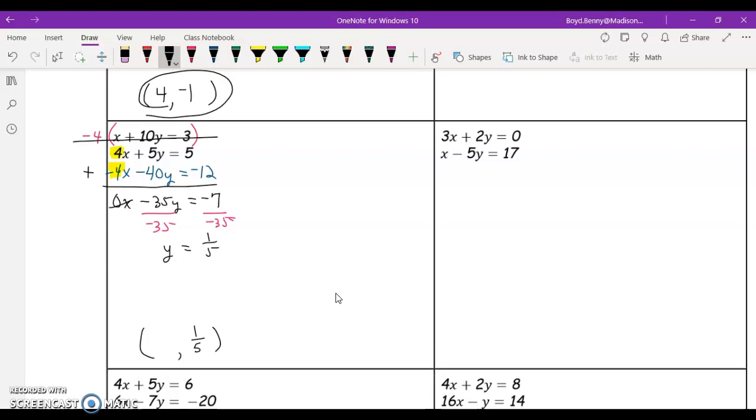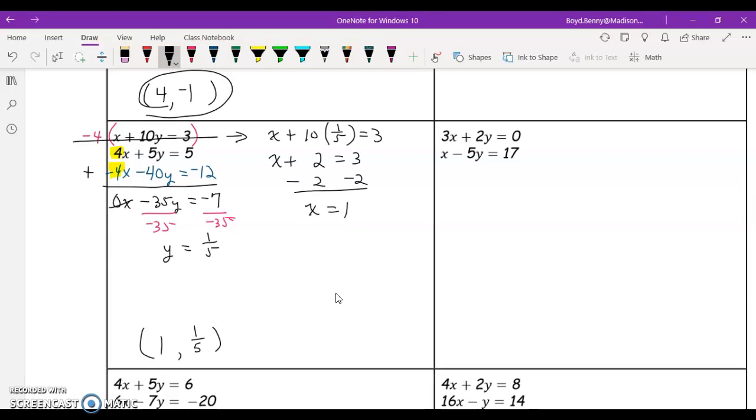Okay? So now I know that my solution includes a y value of 1/5, and I need to go find my x value. So to do that, I am going to use the first equation, x plus 10, and I'm going to substitute that y in there, 1/5 equals 3. Well, 10 times 1/5 is the same thing as 10 times 1 divided by 5. Well, 10 times 1 is 10. Divided by 5, that's just going to leave me with 2. Next, I'll subtract 2 from both sides. That's going to leave me with x equals 1.